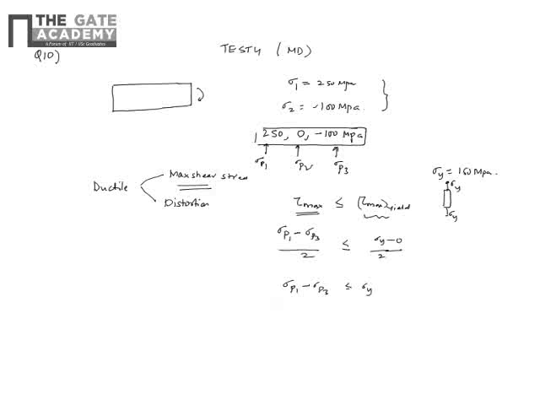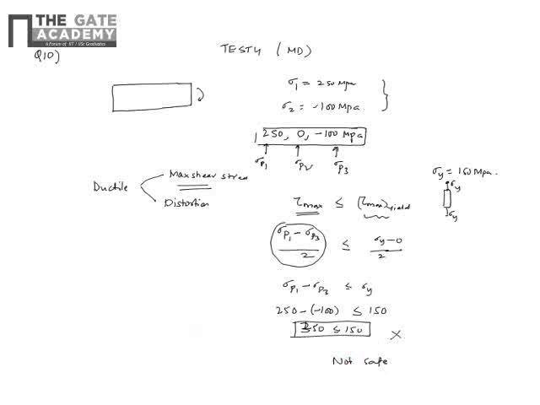Sigma P1 is 250 minus sigma P3 which is minus 100. This should be less than 150. So this value is 350. Now 350 less than 150, well, that's numerically not possible. So your tau max is basically greater than your tau max at yield. So it is not safe because the inequality is not satisfied. It is not safe.